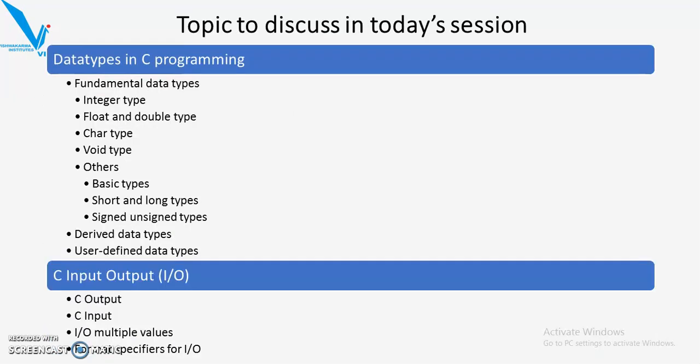Now, in today's session, we are going to cover two topics. First one is the data types in C programming. In that, we'll see the three types of data types, that is fundamental data types, derived data types, and user-defined data types. And in the next part, we will see the C input output.